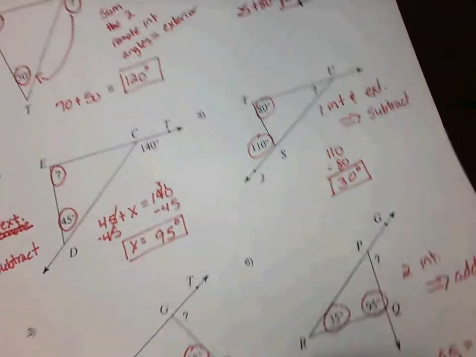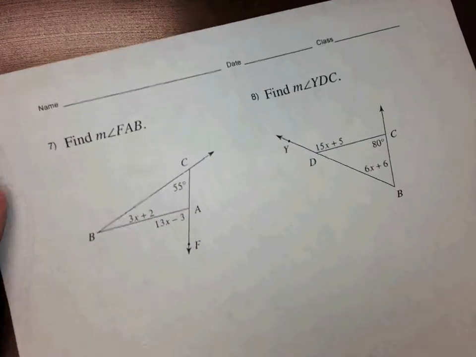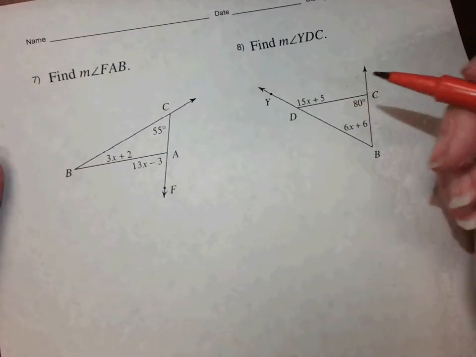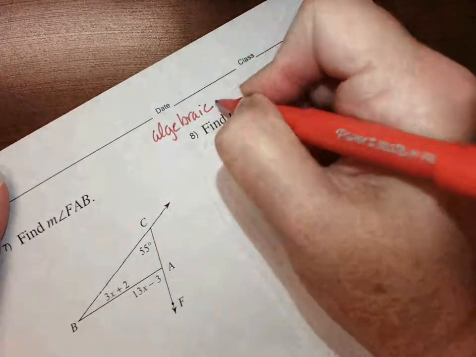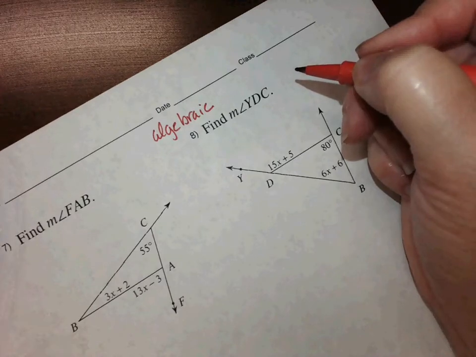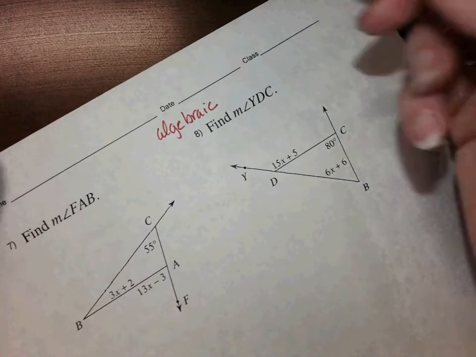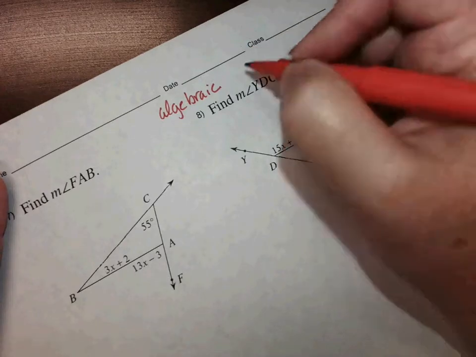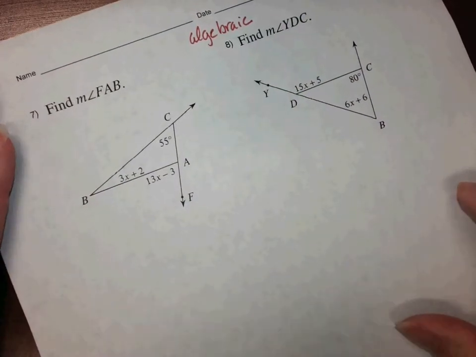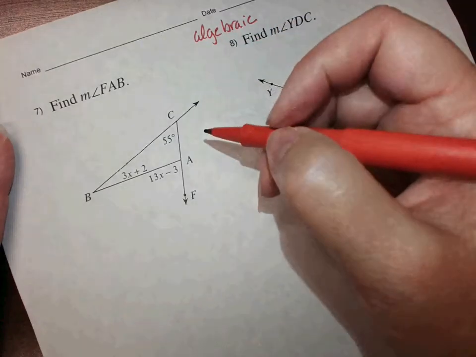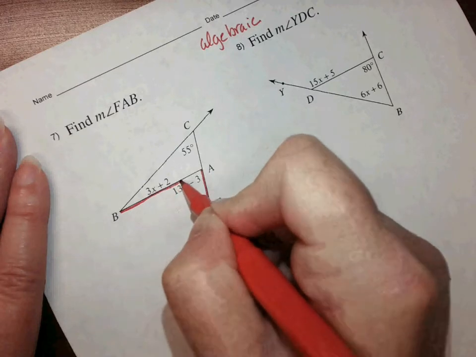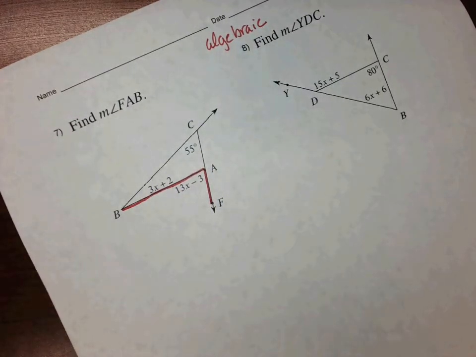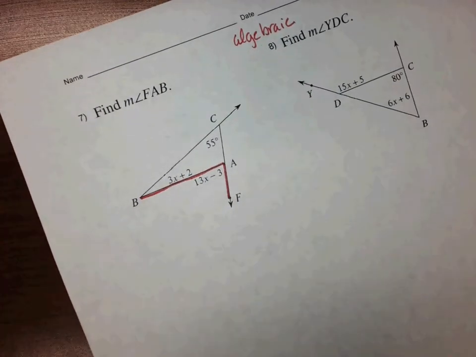Okay. Now on this next one, they want me to find, this is algebraic. So I'm going to need to set up some equations. Aaron, would you bring me a calculator? So let's see what we got. They want me to find the measure of angle FAB, which is this angle right here. So the first thing that I need to do is figure out the value of x.